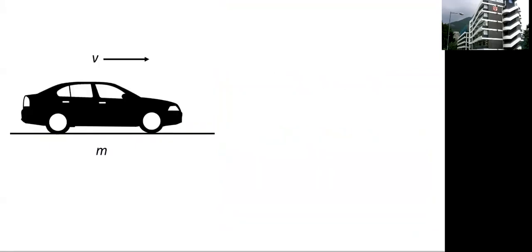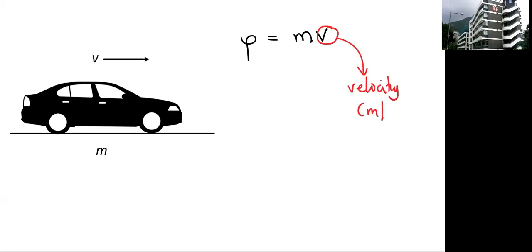Well, here's my object. It has a mass m, and it's moving with a velocity v in the direction of that arrow on your screen. The momentum is denoted by p, and it's defined as the product of m and v. Let's spend some time looking at these terms. V here is the velocity of my object, and the units for velocity are meters per second.